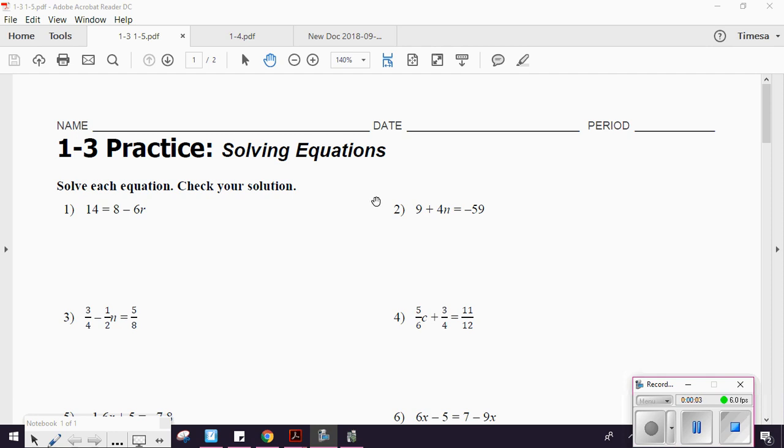Alrighty folks, this is a tutorial on our 1-3 assignment. On 1-3, I'll work out the odd problems.